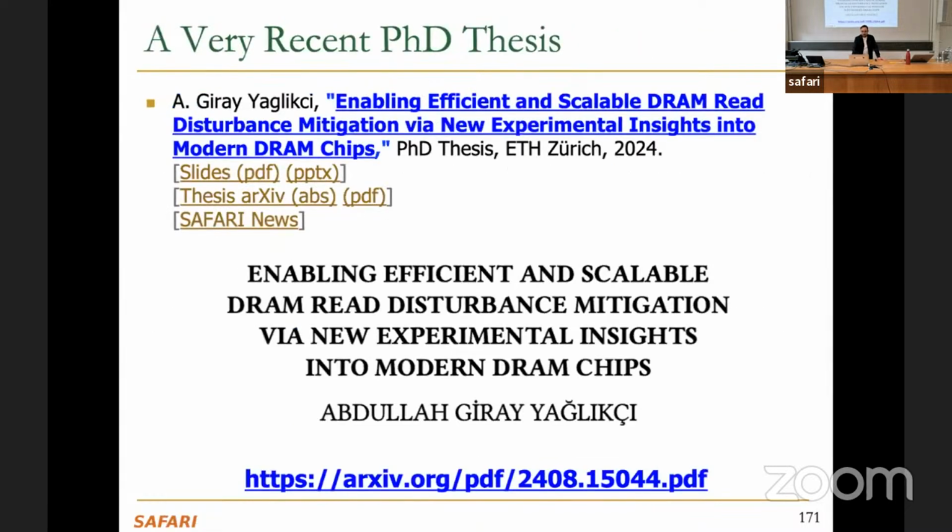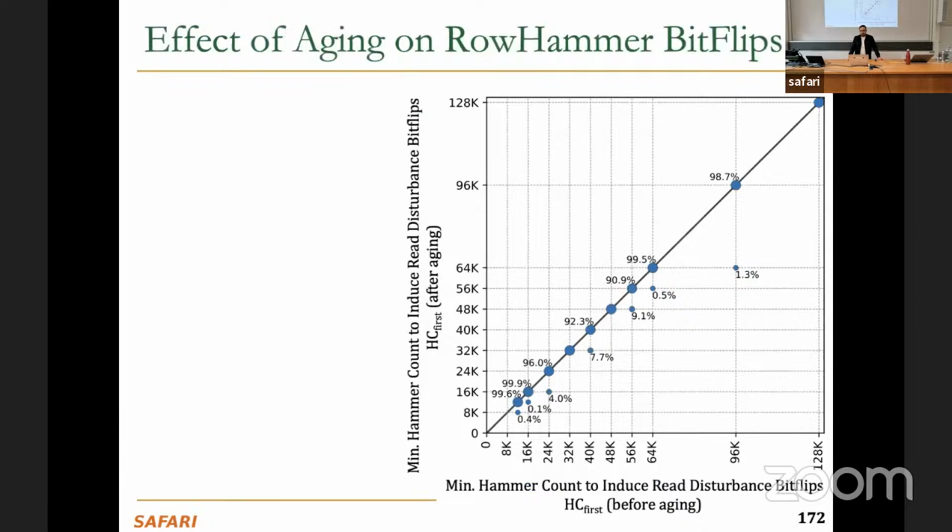And this is the reference to my thesis for a nice summary in the related work, and also the projects that I talked about today are included inside this thesis. You can read it there as well.